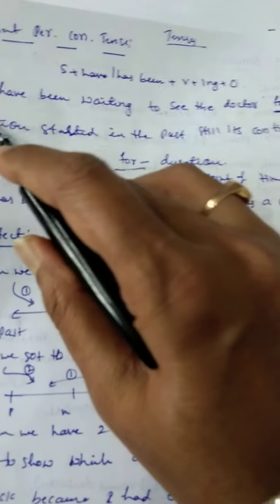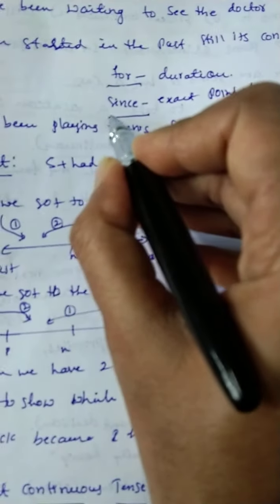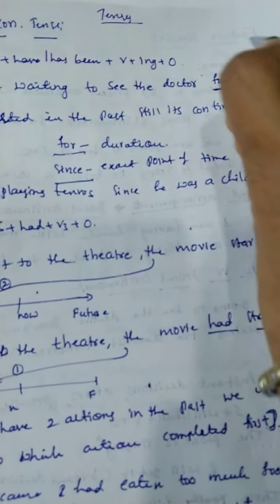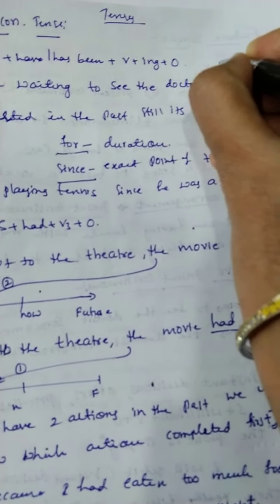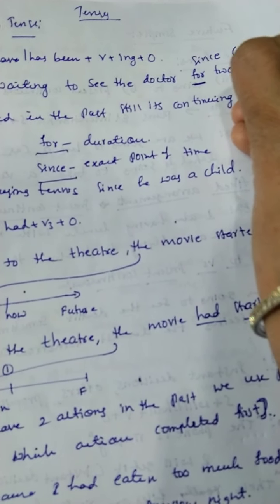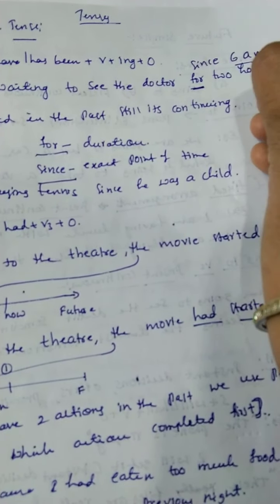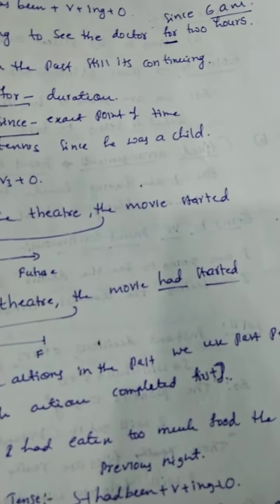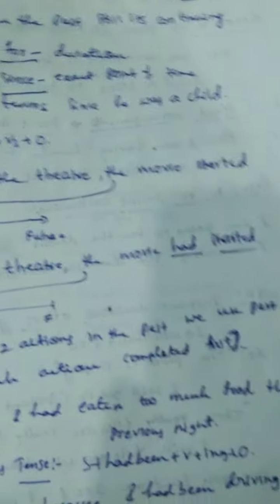For example, if I want to use since: I have been waiting to see the doctor since 6 a.m. Okay, this is an exact time. For example, if you want to use since, then you have to use an exact point of time.